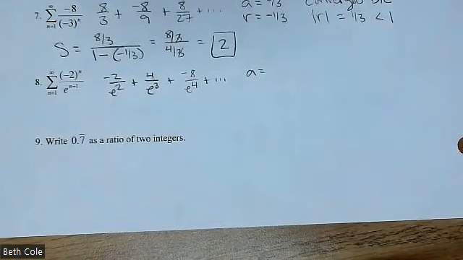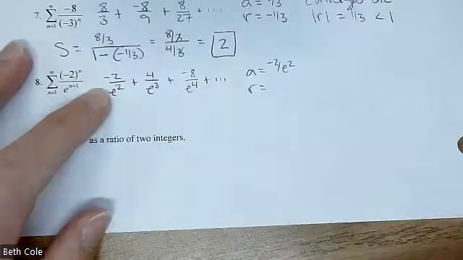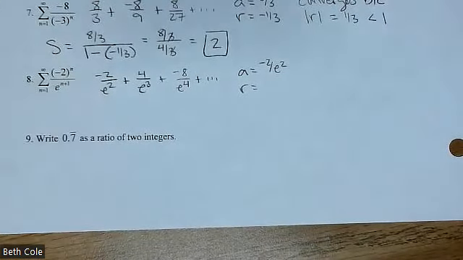So what's A? Good. Negative 2 over e squared. It's whatever the first term is. And then r is what you're multiplying by to keep the pattern going. So again, look at the numerators and denominators separately. What are you multiplying by to keep that going?